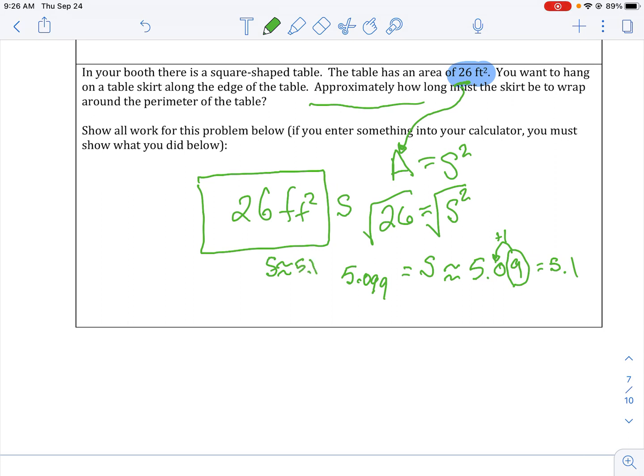Now I need to find the perimeter, because it even asks us to find the perimeter, which is all sides of the square added up. And if all sides of a square equal 5.1, you can do 5.1 plus 5.1 plus 5.1 plus 5.1. Add them up, all 4 of them, and you get your answer. Or you can multiply by 4, because all 4 sides are the same. So the perimeter of the table is approximately 20.4 feet.